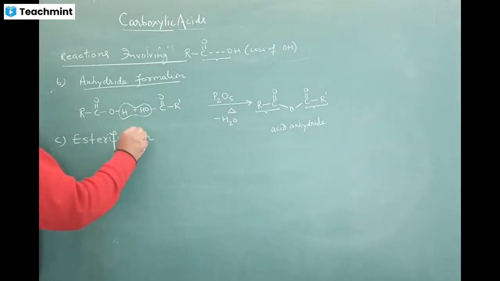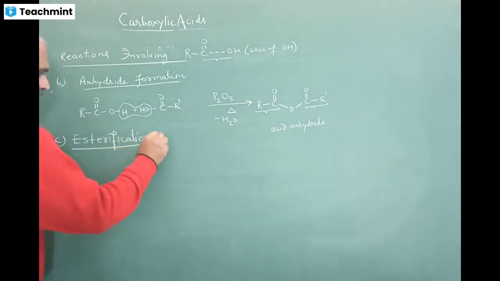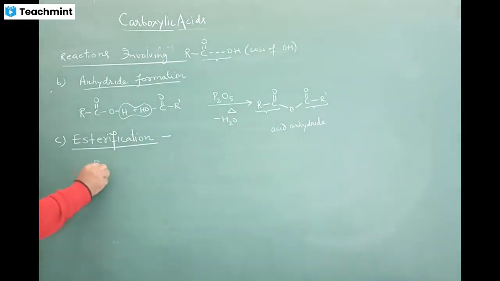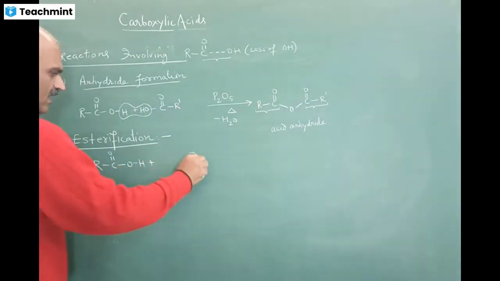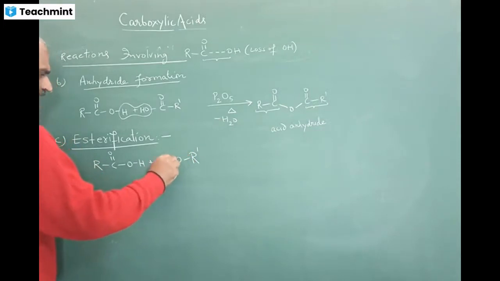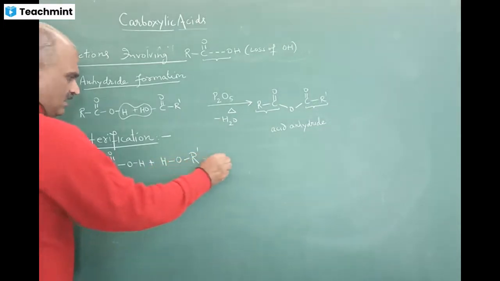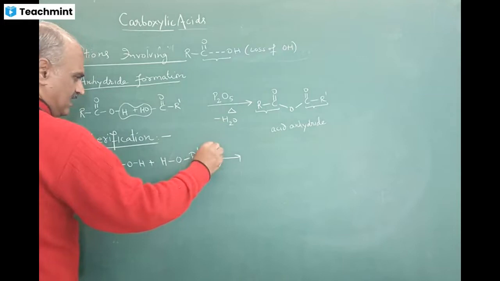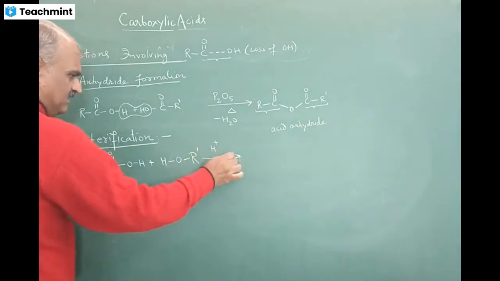Esterification means formation of ester. So in this reaction, ester will be formed. See how? If we treat carboxylic acid with alcohol, alcohol is ROH. Okay, acidic medium is there, this reaction is reversible.